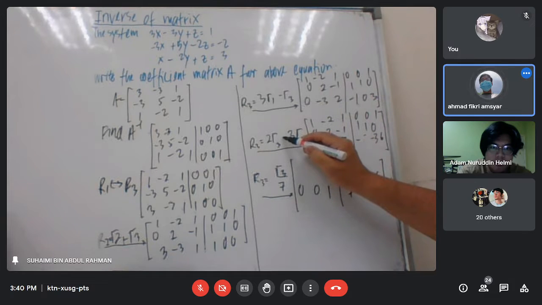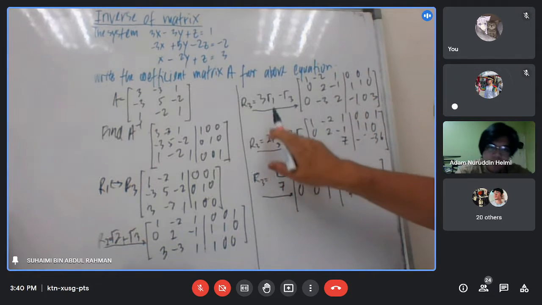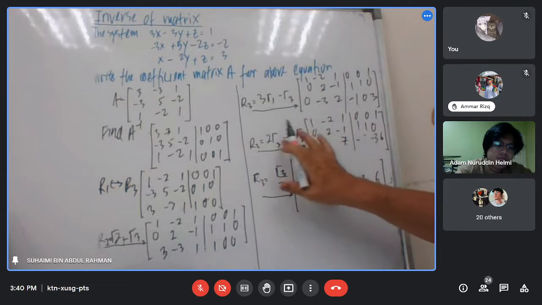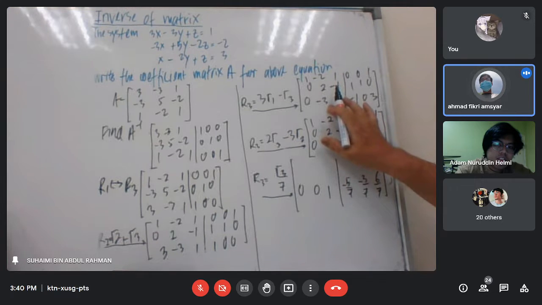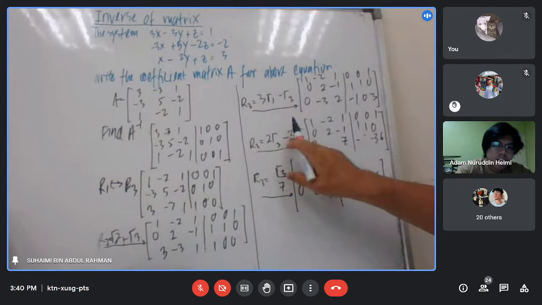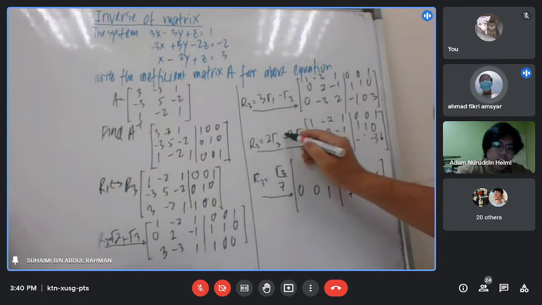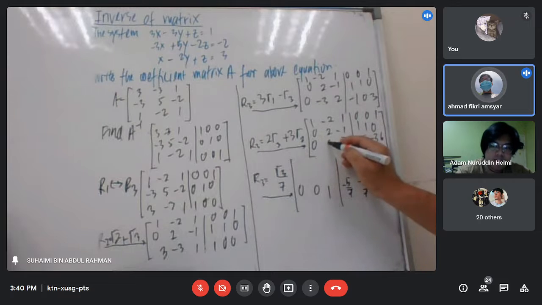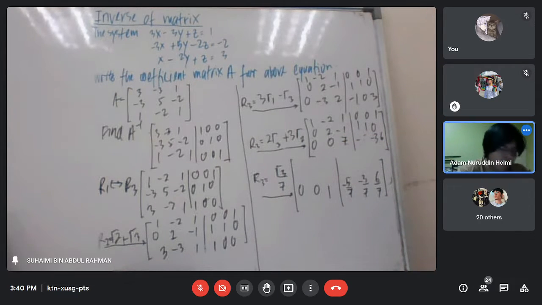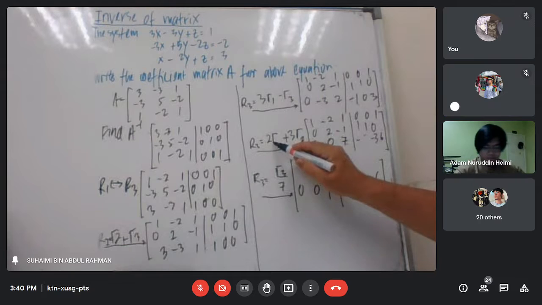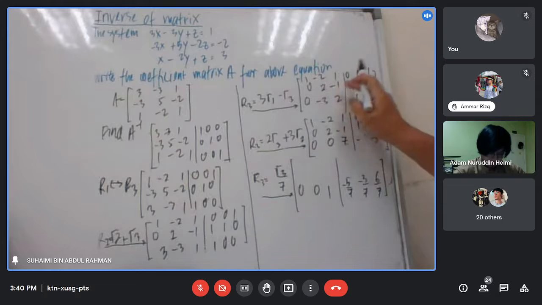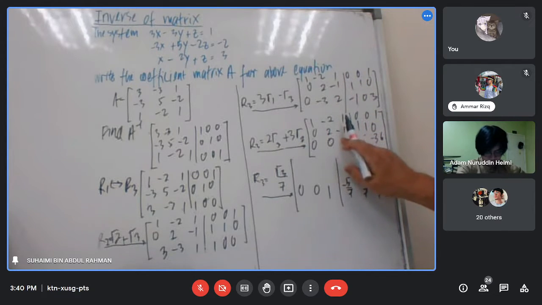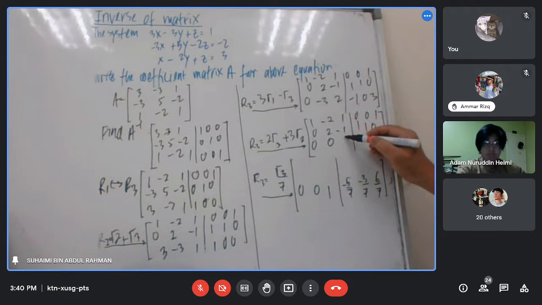I think 0. Two, okay. 2 times row 3. Row 3 is negative 3. Minus 6. Oh, so you have to put the plus sign. So here we get 2 times 2, 4. 4 plus minus 3, 1. Right, 1.